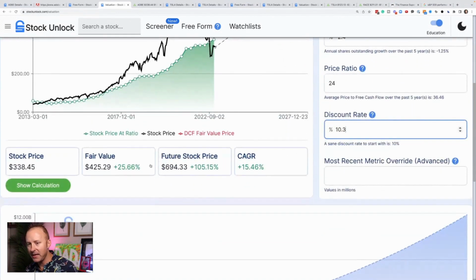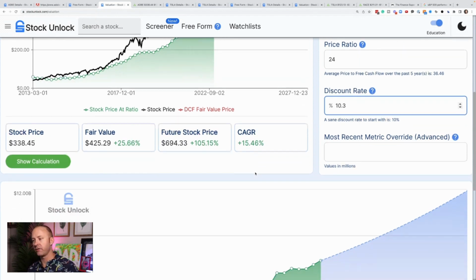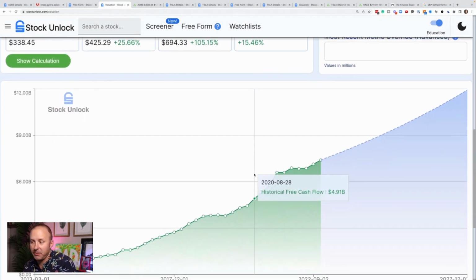And so that means that the current stock price is $3.38. The fair value is 425. That's what we would pay right now. So it's a 25% upside from here, or we could look at that as a margin of safety, right? And then the future stock price, again, out to 2027 would be 694. That's 105% gain for 15% compound annual growth rate, which is a fantastic return if you can get that. Almost any investor should be happy with that.